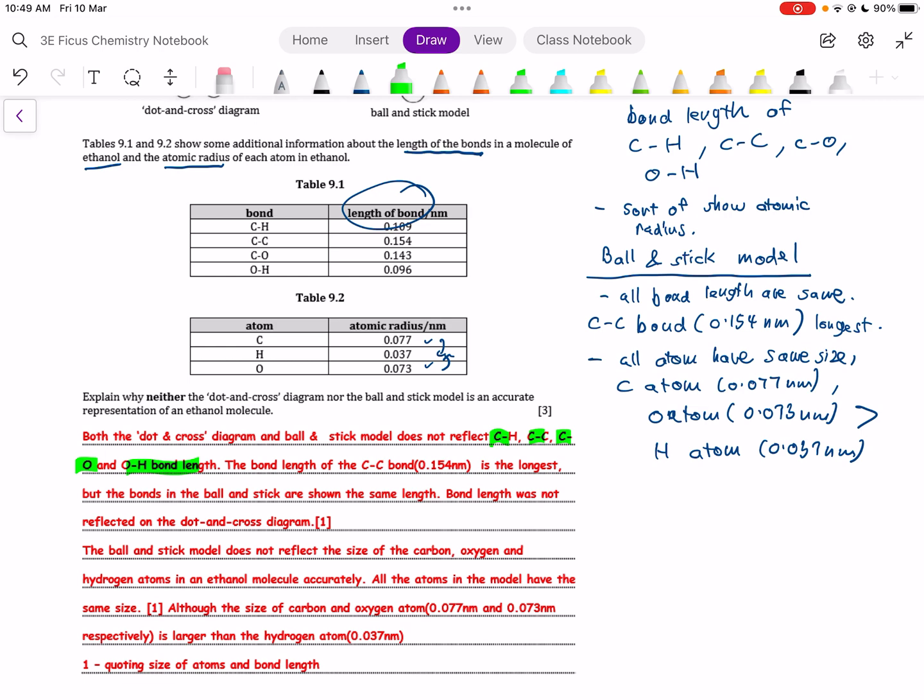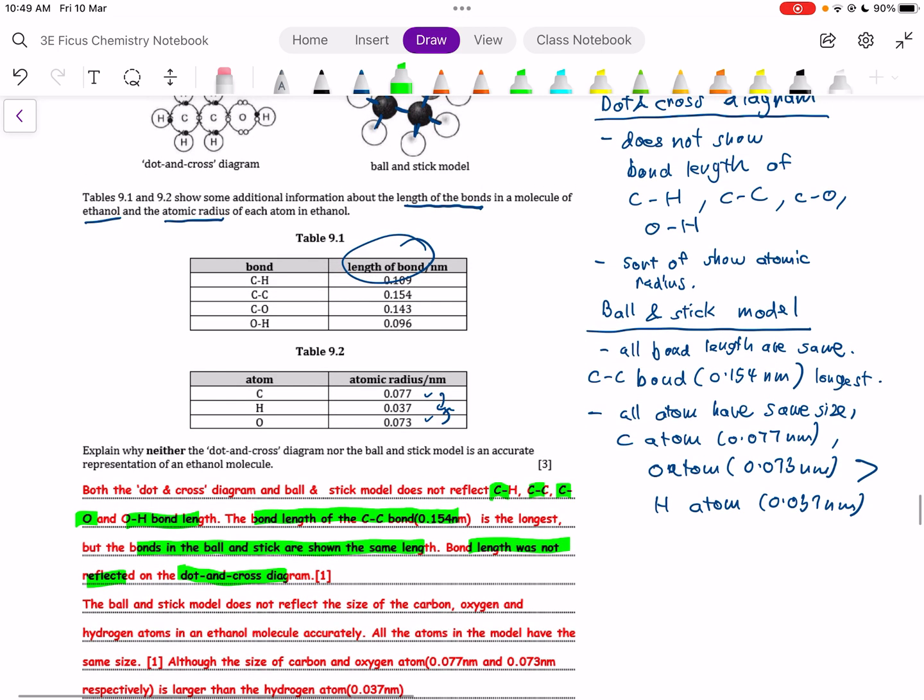Because the bond length of your CC bond is the longest, but the bonds in the ball and stick models are actually all the same length. And for the dot and cross diagram, even worse, it was not reflected at all. So I sort of covered these 2 points already.